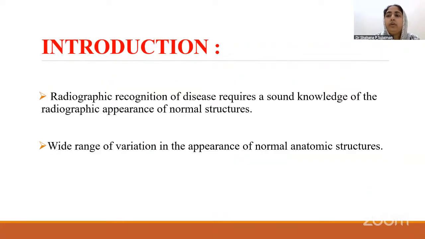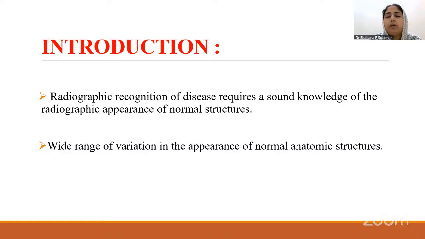Now why do you need to know the normal anatomical landmarks? You should be able to identify them apart from the pathology. Otherwise, you can mistake a pathology for a normal anatomical landmark, or a normal landmark for a pathology. Also, you should know the wide range of variations within these landmarks. For example, the position of a mental foramen spans a distance between the first premolar and the first molar.